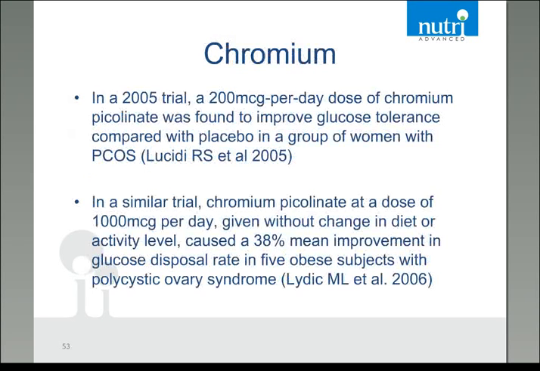In a 2005 trial, a 200 microgram per day dose of chromium picolinate was found to improve glucose tolerance compared with placebo in a group of women with PCOS. In a similar trial, chromium picolinate at a dose of 1,000 micrograms per day, given without change in diet or activity level, caused a 38% mean improvement in glucose disposal rate in 5 obese subjects.